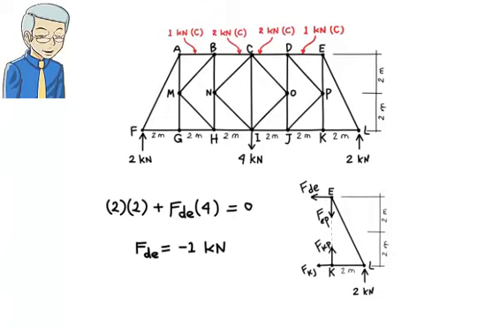This example leads us to an important conclusion. When using the method of sections, we may be able to find a desired member force using only the moment equilibrium equation. This generally works if we can find a point in the free body diagram that all the additional unknown forces pass through.